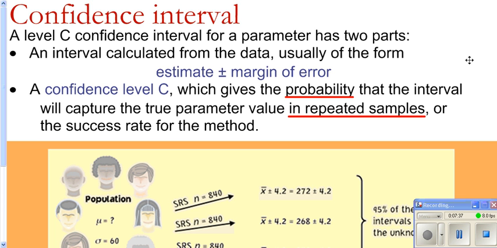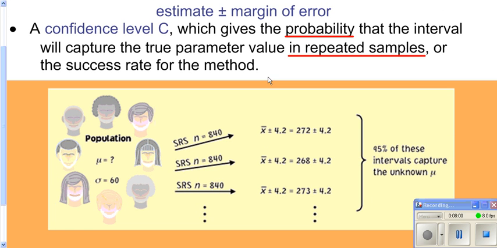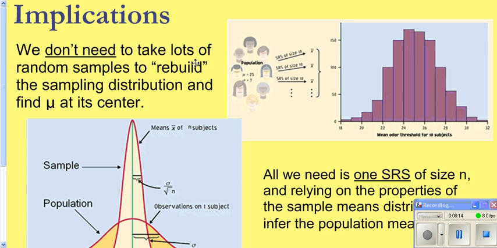Now, with a confidence interval, you're given a confidence level, typically 90%, 95%, or 99%, that tells you the probability that your estimate, which comes from the mean of your sample plus or minus your margin of error, and we'll be talking more about that in a little bit. But your confidence level tells you the probability of capturing the true mean of your population in repeated samples. Now, what does that all mean?